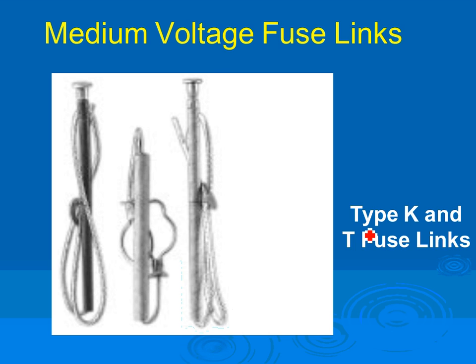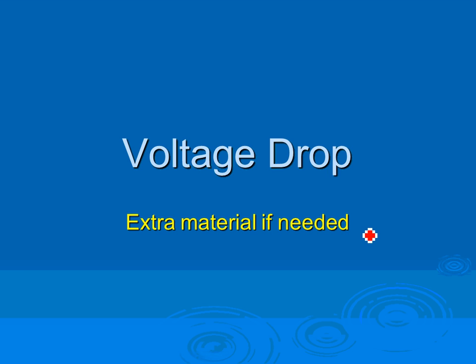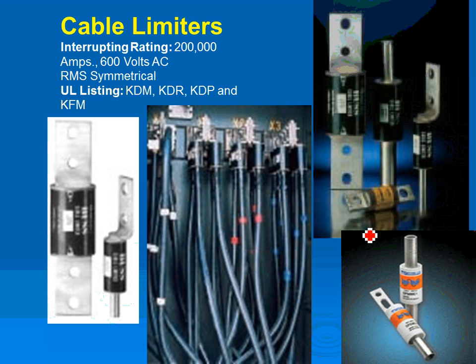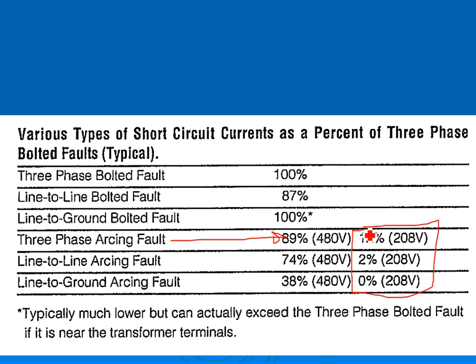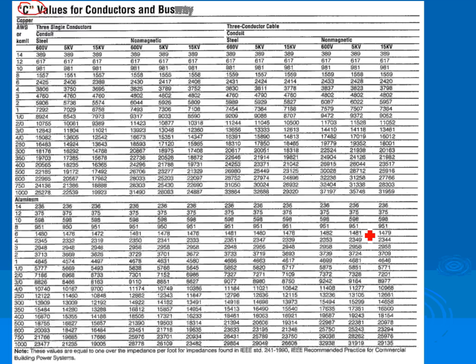We talked about current limiters, guys. They use them to limit the short circuit in certain areas. Okay, so that's basically all I have for you guys. I don't know if we forgot anything.